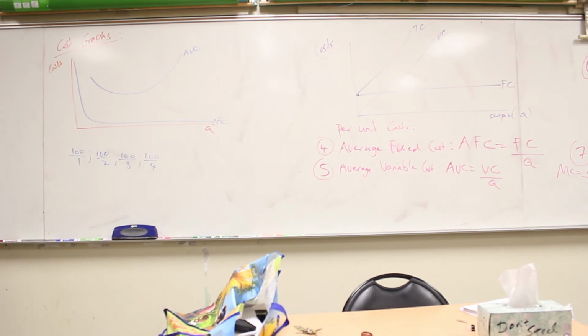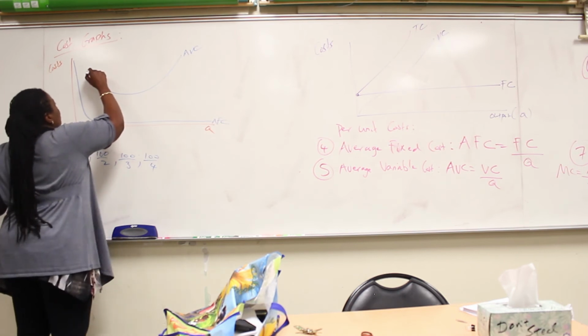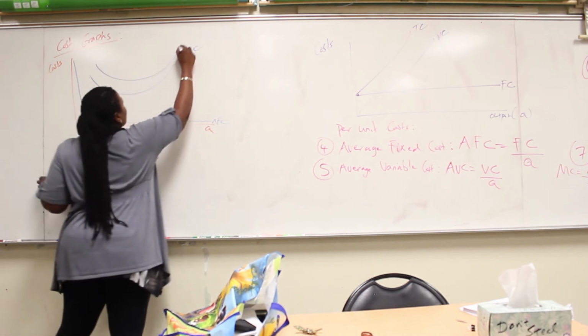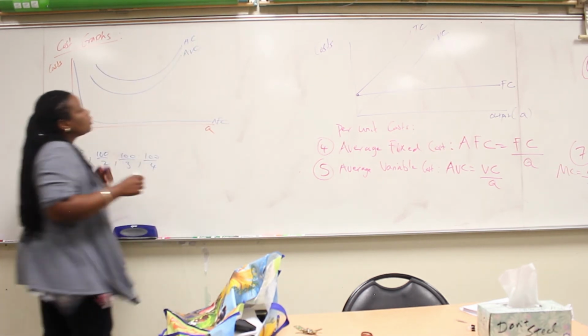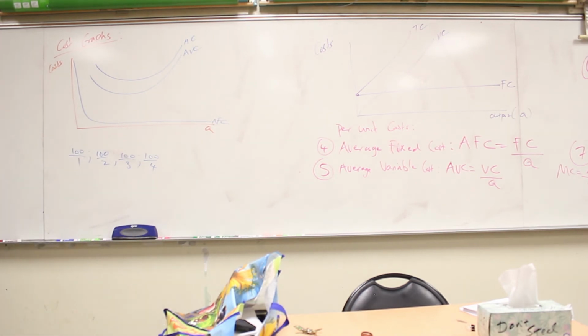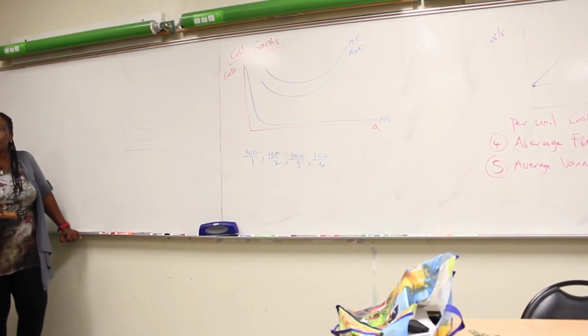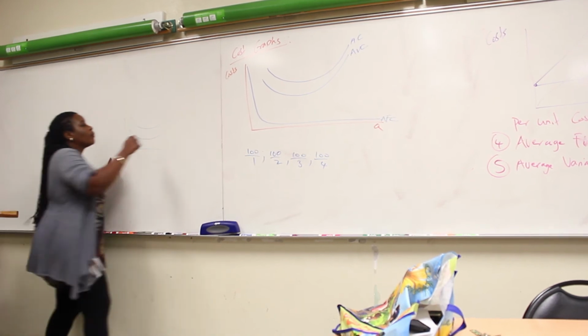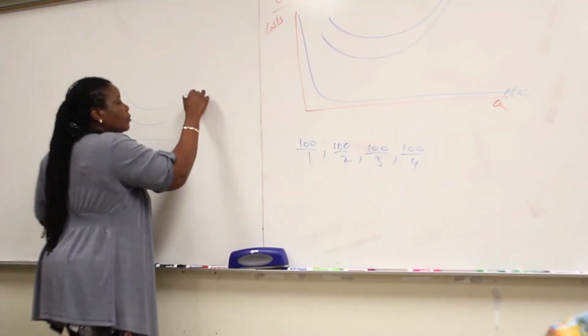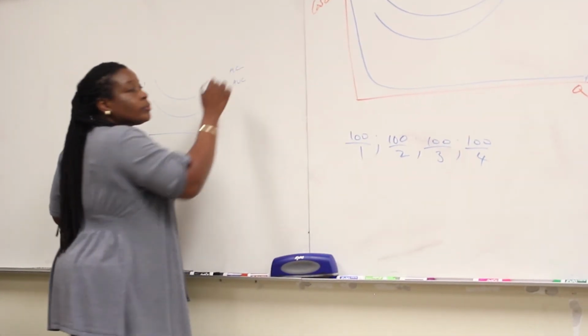The average total cost also shapes like a U. Suppose I came here and I did this. Both of them look like U's. How would you know which one is which? The lower one. This one is which one? How do you know that?